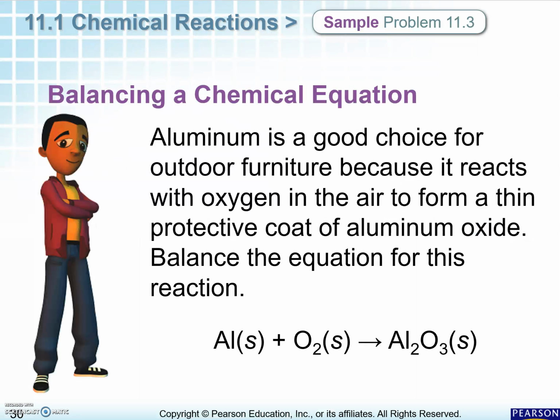Let's try one more. So we have aluminum is a good choice for outdoor furniture because it reacts with oxygen to form a thin protective coat of aluminum oxide. Here we are given our skeleton formula once again. So that's a yay step for us. We don't have to do that, but we do have to balance it. So let's take a look at how to balance it.